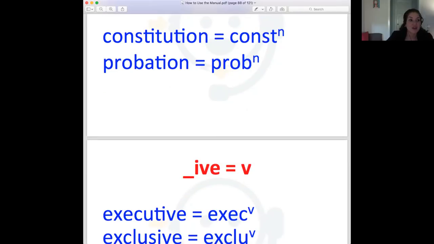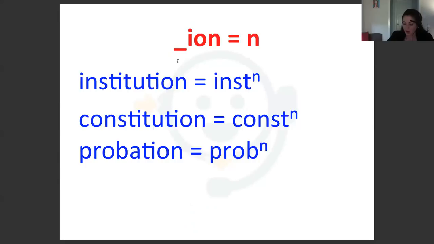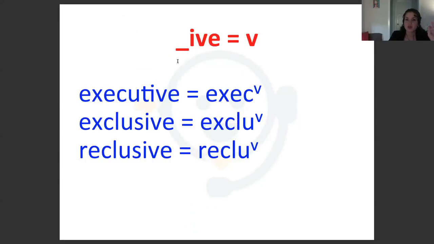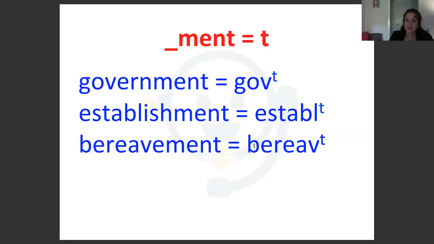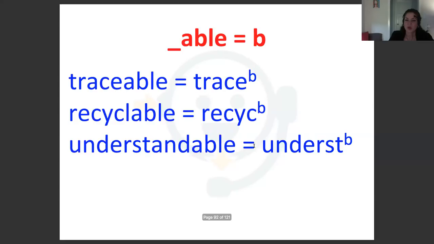The next one is -ive, I-V-E. And the only thing you're going to do with that is the letter V, superscripting the letter V. So executive would be abbreviated like this, superscripted V. Exclusive like this, again, superscripted V. And the same superscripted V with reclusive, okay? Words that end in -ity would have the superscripted Y, okay? And again, omitting as many letters in the middle as you can, so you can go ahead and fill in those gaps. And the words that end in -ment, you superscript the letter T. The words that end in -able, you superscript the letter B.